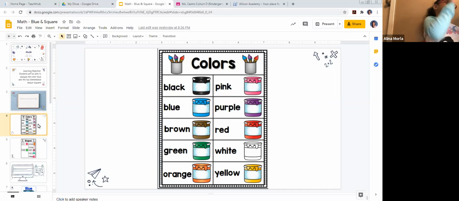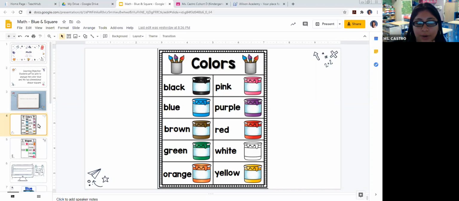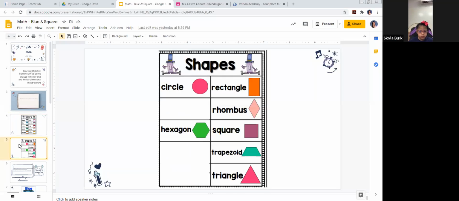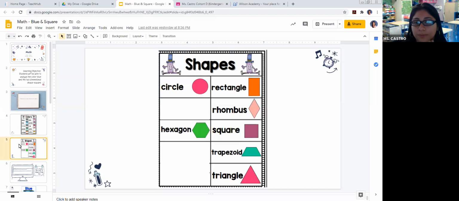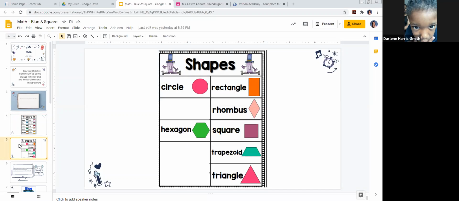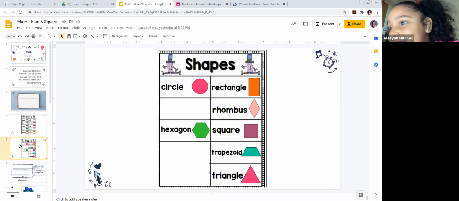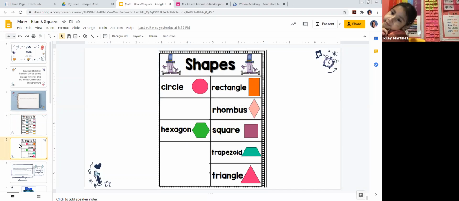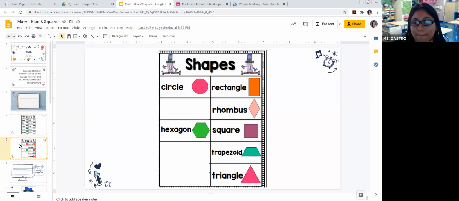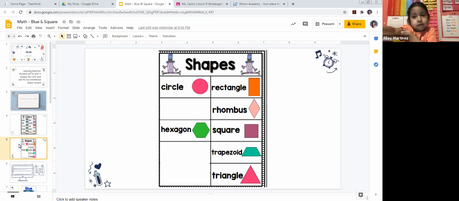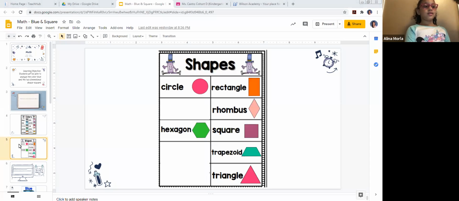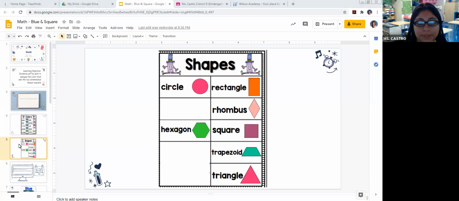So these are the colors that you should be going over every day, okay? Now we're gonna do our shapes, okay? Circle. Trapezoid. Triangle. What color? Triangle.